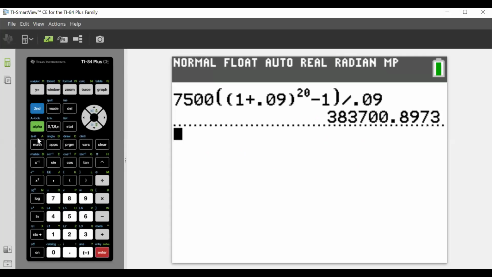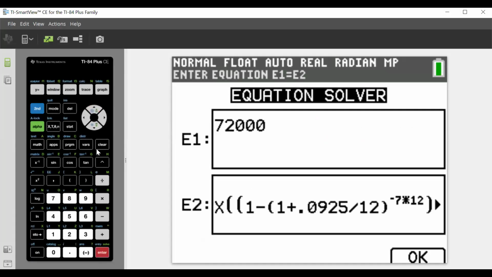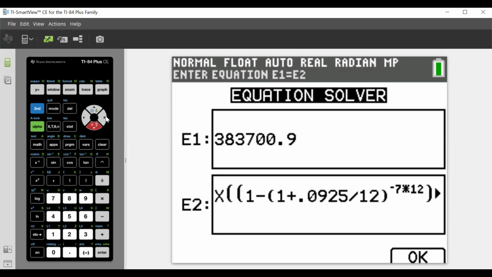All right, so now we go back, and this time it probably is going to be easier to do math, numeric solver. And so now we have 383,700.90. Down here we have the x we don't know, and we have here 0.09 only, and we don't have divided by 12. And then up here we have just 20. So then we can delete that and delete that. And then we have delete, delete, delete, delete, delete. And I think that should give us what we need.